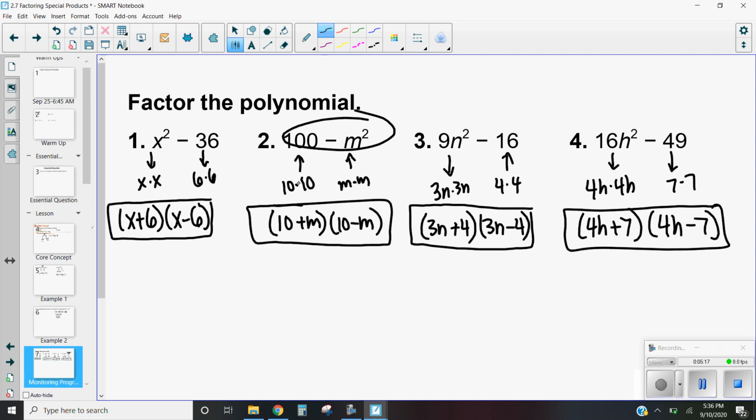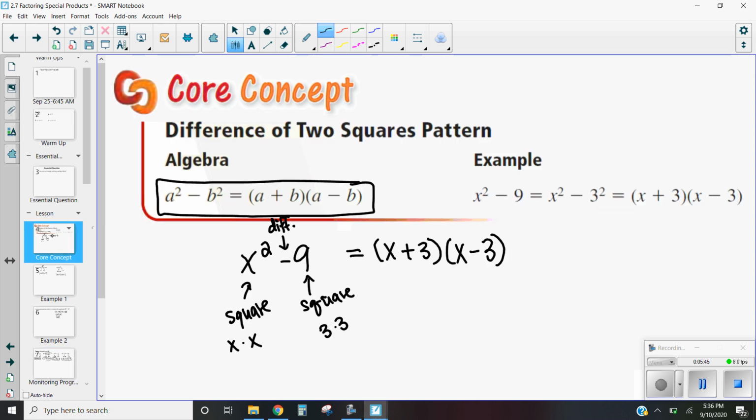So if the 100 is written first and it breaks down into 10 and 10, the 10 has to be our first component in these binomials. We can't switch the order. And 9n squared breaks down into 3n times 3n. 16 is 4 times 4, so (3n plus 4)(3n minus 4). And 16h squared minus 49 breaks down into (4h plus 7)(4h minus 7). And that's how we would factor using this difference of two squares pattern.